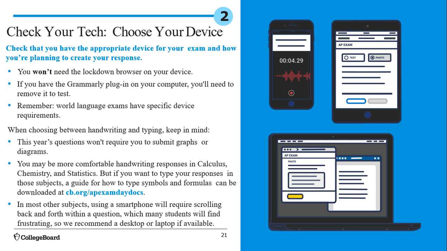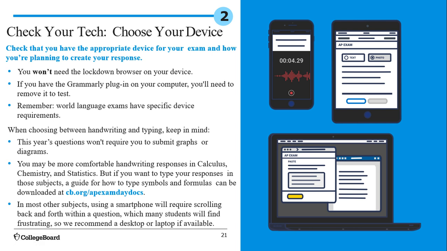When choosing between handwritten and typing, keep in mind, this year's questions won't require you to submit graphs or diagrams. You may be more comfortable handwriting responses in calculus, chemistry, and statistics, but if you want to type your responses in those subjects, a guide for how to type symbols and formulas can be found or downloaded. So this was that thing I talked to you about, how to do quick subscripts and superscripts and things like that. You might want to take a look at that. Practice it a little bit.